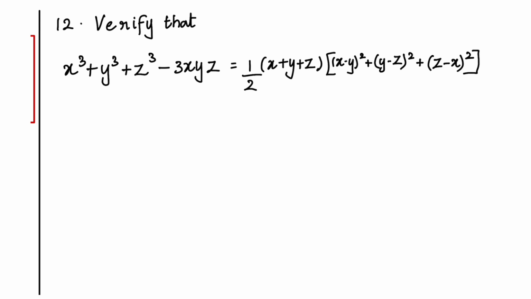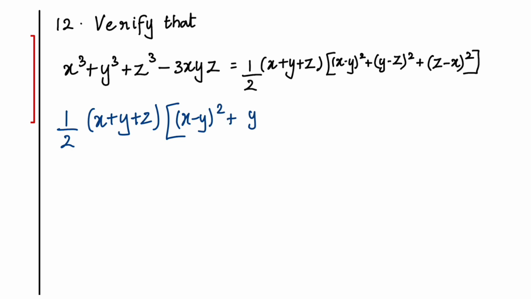Now generally, to verify something, you can either take the LHS and convert it into the RHS, or you can take the RHS and convert it into the LHS. Now in this case, you're going to do the latter. So you're going to take the RHS. Let me first write the RHS here. So it's 1 by 2 into x plus y plus z into x minus y the whole square plus y minus z the whole square plus z minus x the whole square. So that is the RHS.